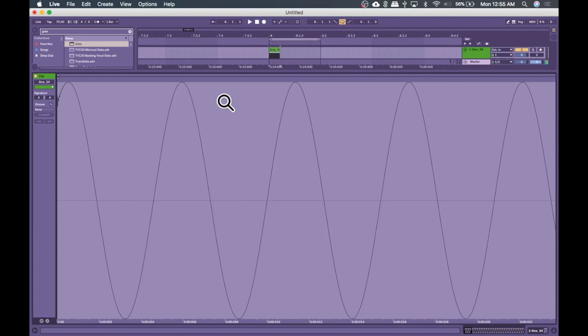Okay, so we're just going to discuss the basics of phase. This here is a pure sine wave. This line right down the middle is known as the zero point crossing.